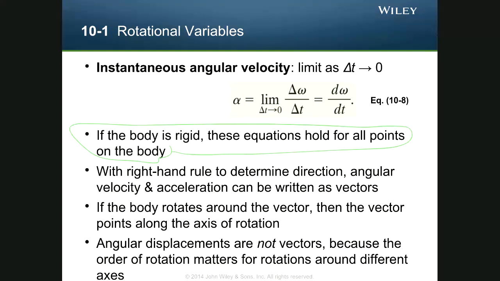So with the right-hand rule, you can determine the direction of angular velocity and acceleration, and they can be written as vectors. If the body rotates around the vector, then the vector points along the axis of rotation. You'll notice here that angular displacements are not vectors because the order of rotation actually does matter for rotations around different axes.